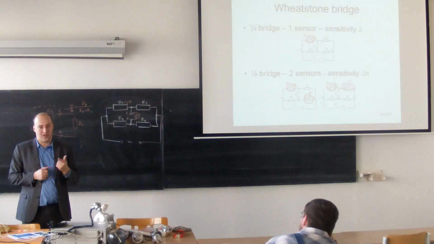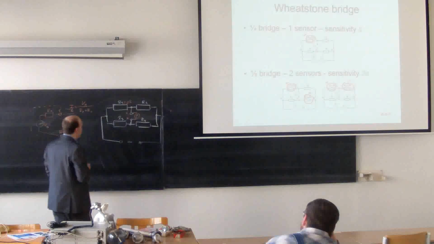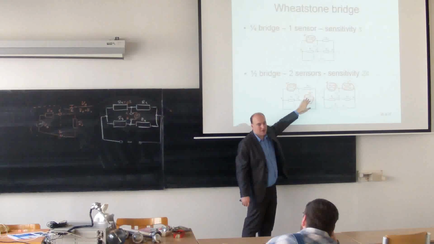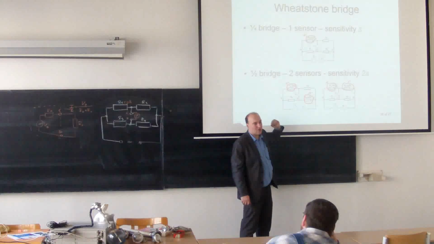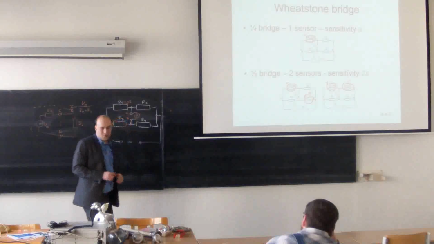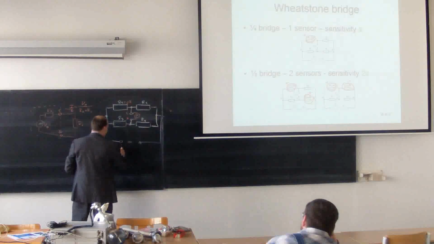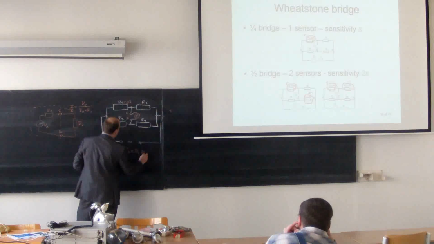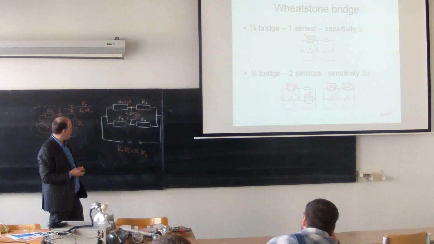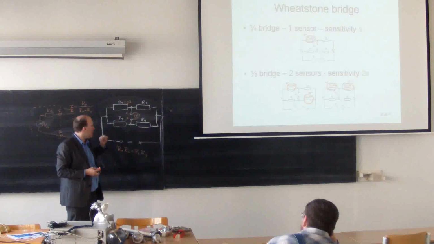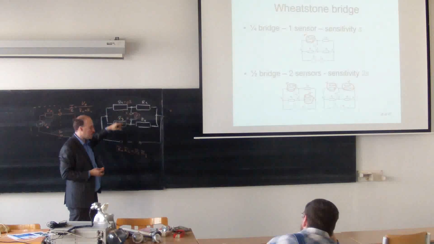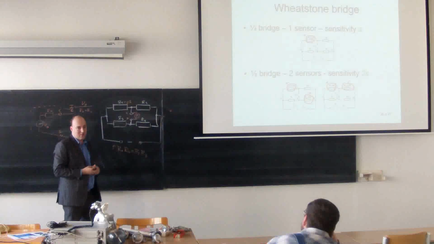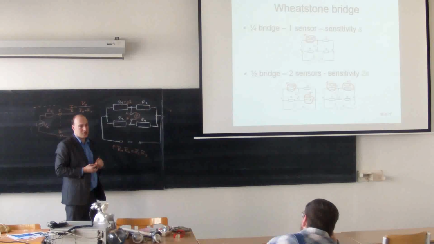If I take 2 sensors, the 2 sensors can be placed in 2 ways. We can have a sensor like here and here. Remember the condition of balance. The condition of balance for this kind of bridge was R1 times R4 equals R2 times R3. So if I want to unbalance the bridge, here for the one-quarter bridge, I have chosen R1. So let's say I have increased R1. I have unbalanced the bridge and I have measured the voltage.